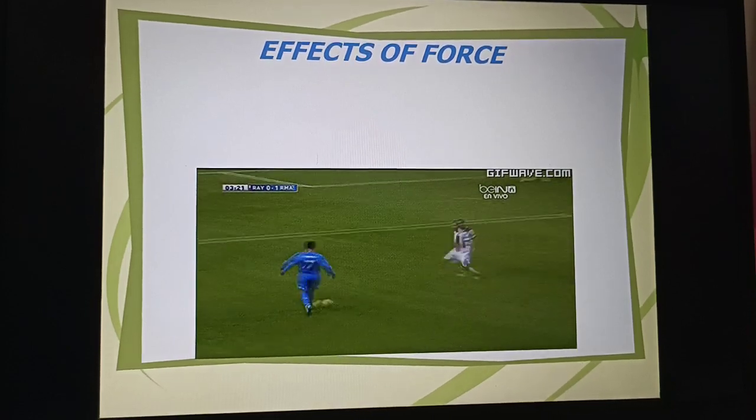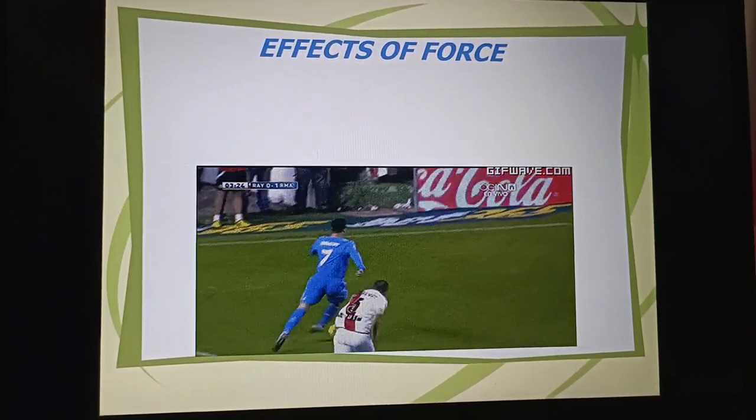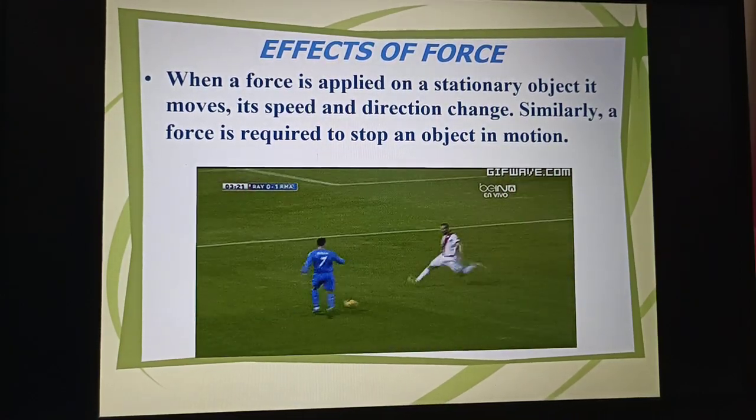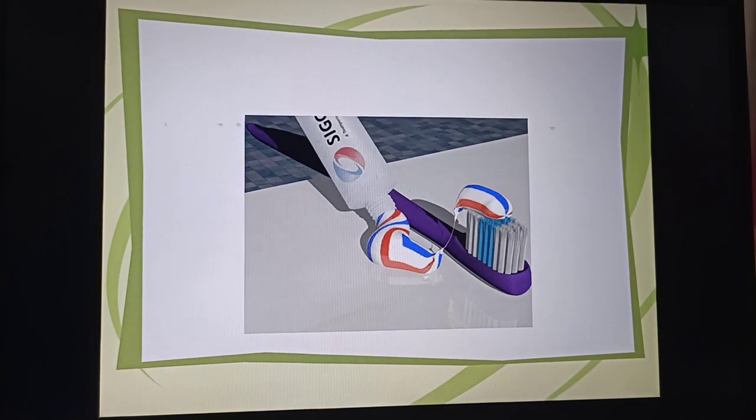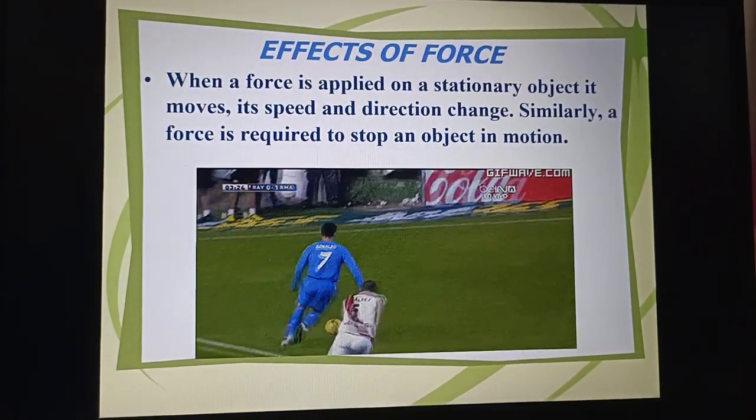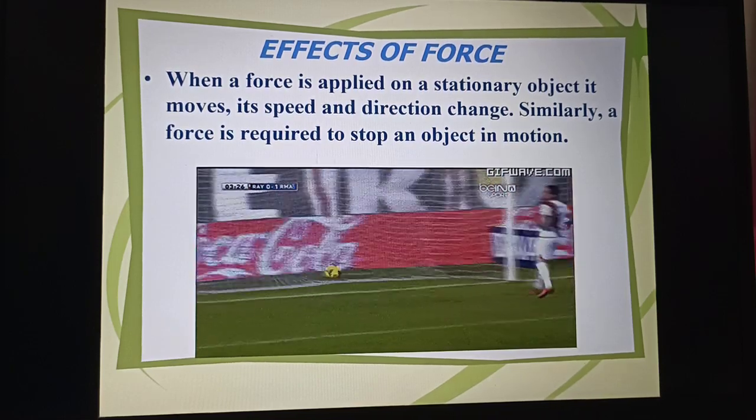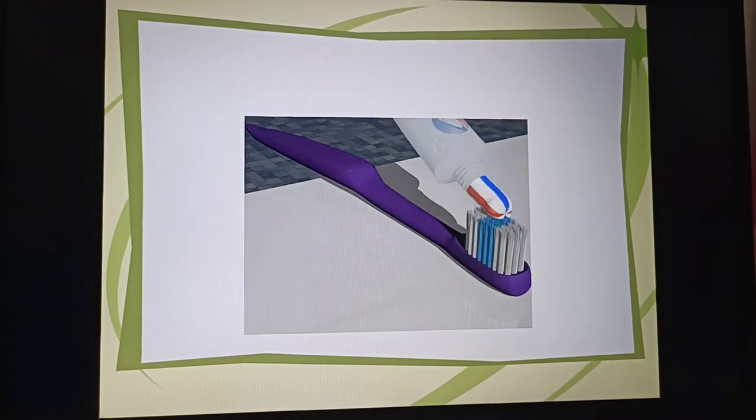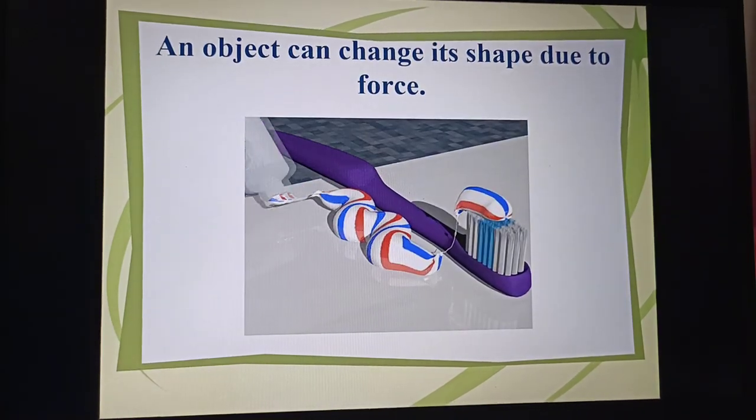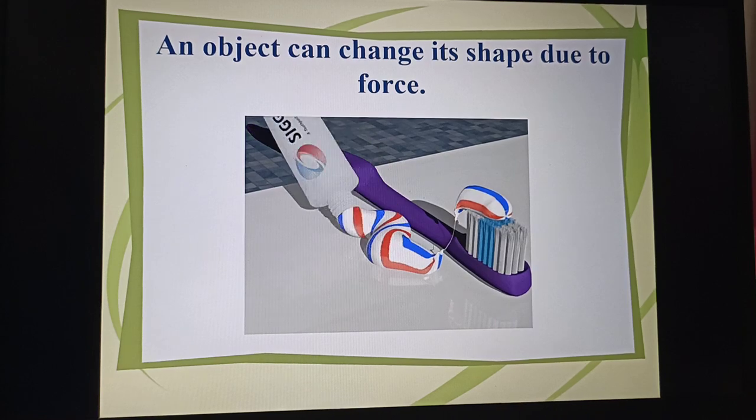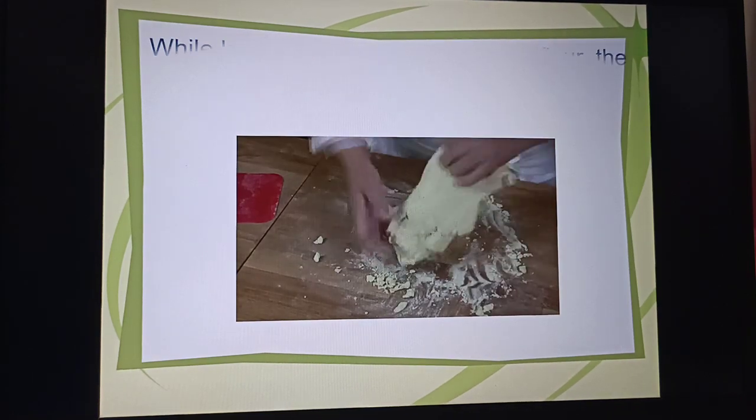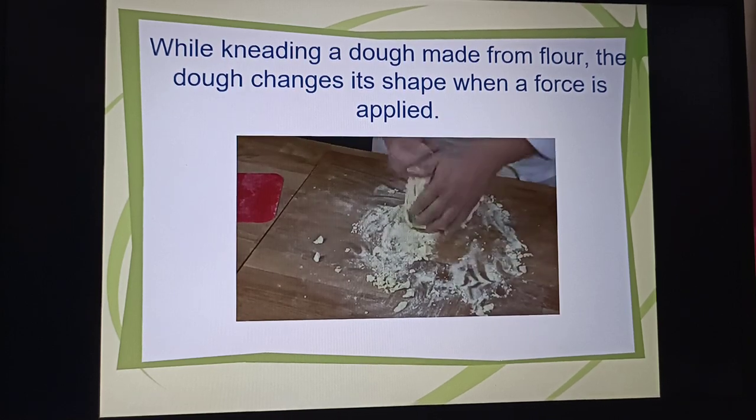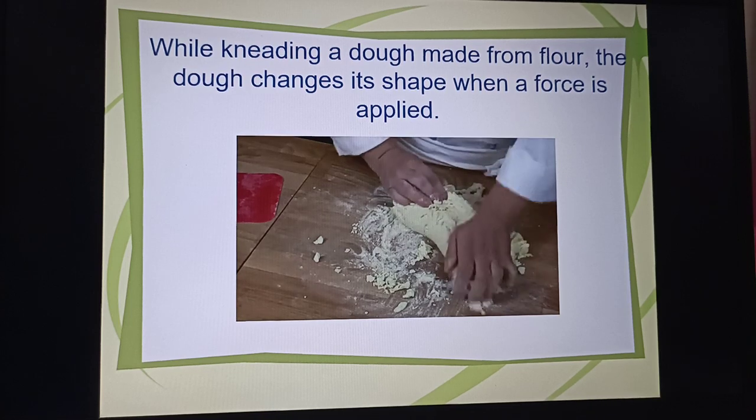Now we are going to see the effects of force. First one is, when a force is applied on a stationary object, it moves. Its speed and direction change. Similarly, a force is required to stop an object in motion. Second point is, an object can change its shape due to force. Third point is, while kneading a dough made from flour, the dough changes its shape when a force is applied.